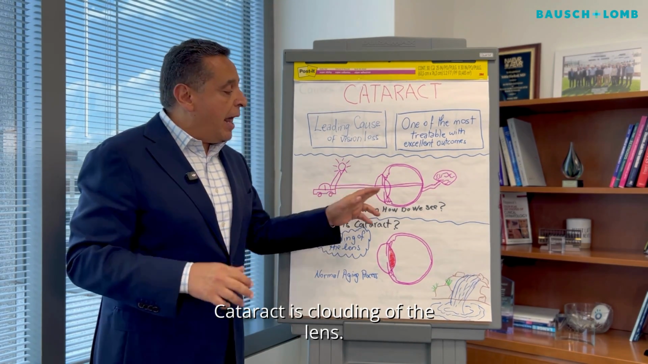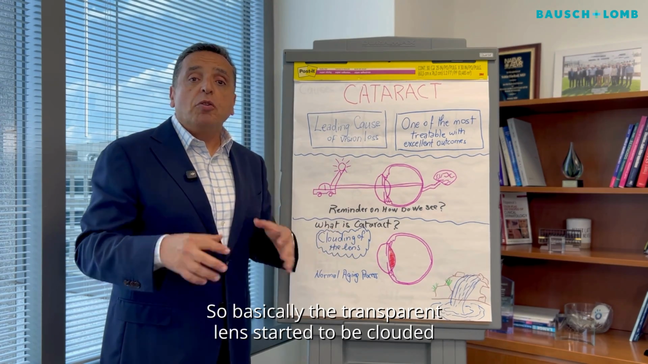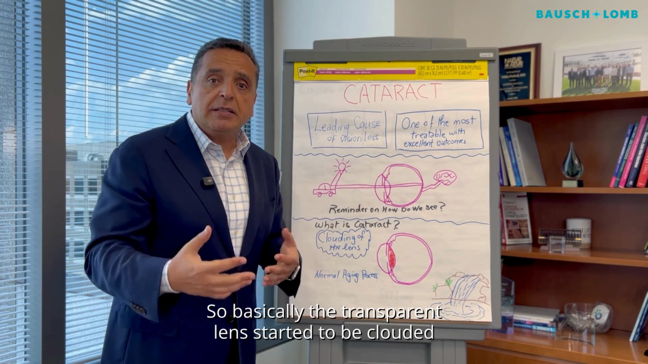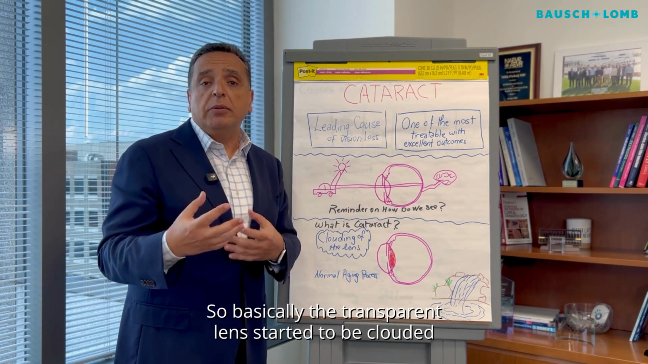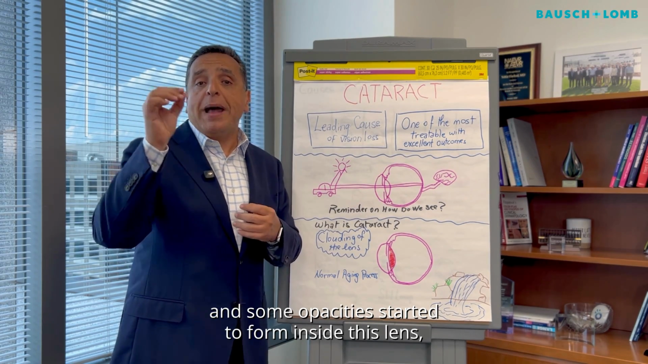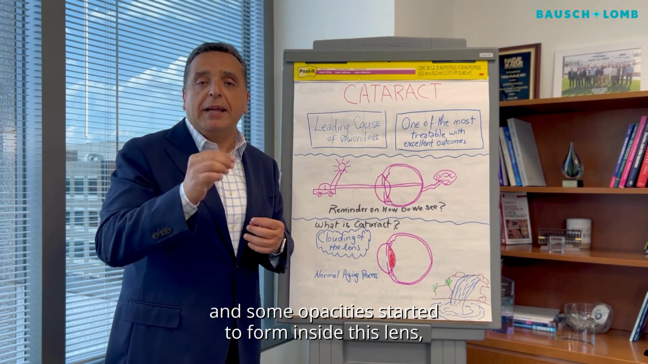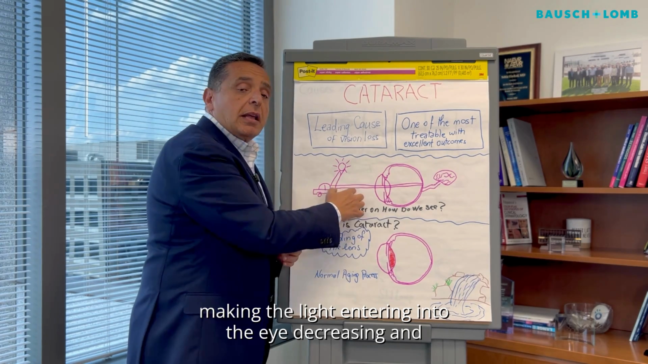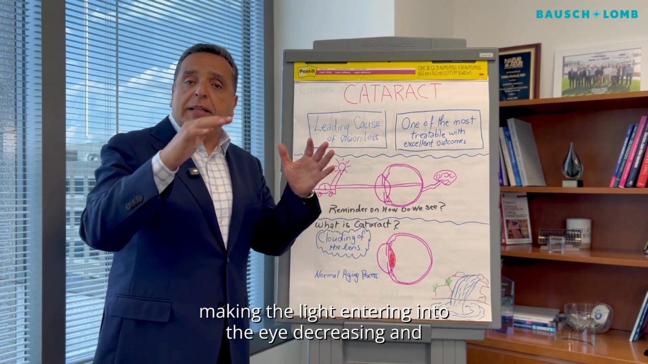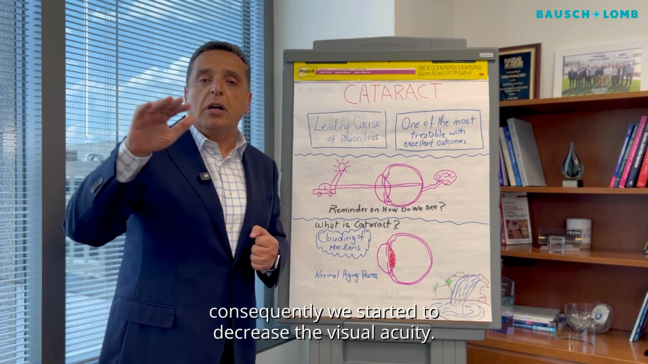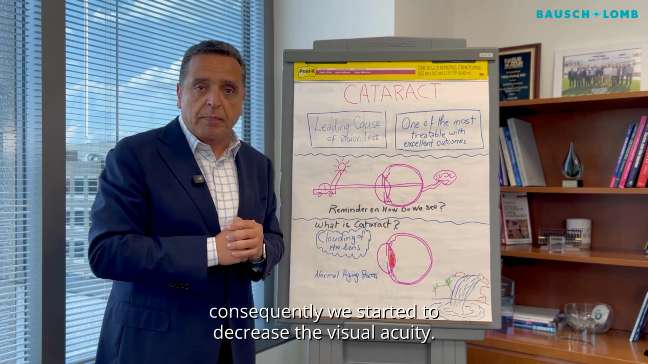Cataract is clouding of the lens. Basically, the transparent lens starts to be clouded, and some opacities start to form inside the lens, decreasing the light entering the eye, and consequently, we start to have decreased visual acuity.